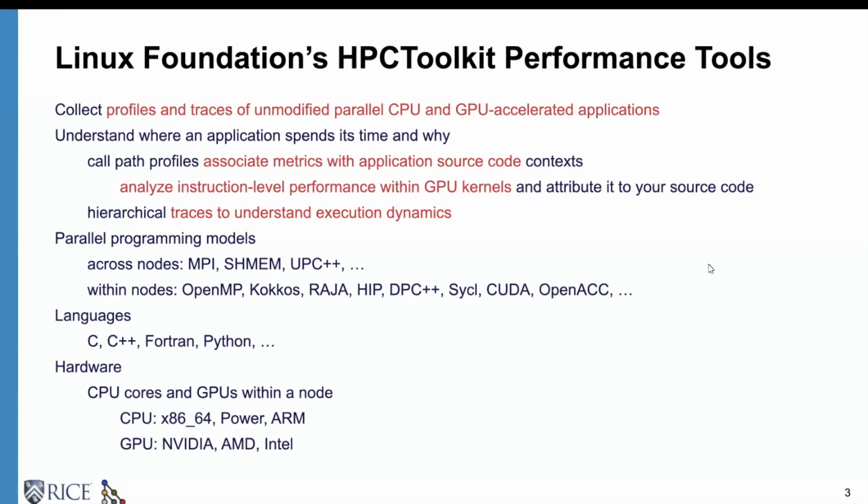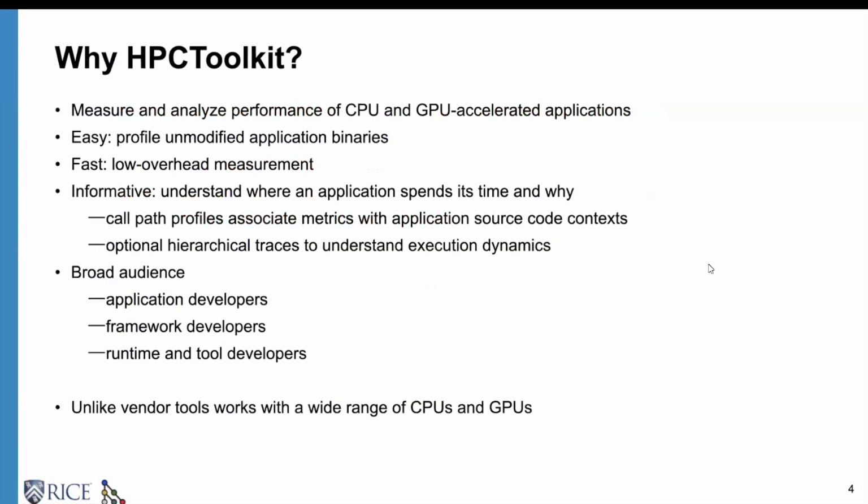In terms of the hardware it supports, we support x86, Power and ARM CPUs, and NVIDIA, AMD, and Intel GPUs. So why would you use HPCToolkit? Well, you want to measure and analyze the performance of GPU-accelerated applications, and it's easy to profile unmodified application binaries. You can build your software the way that you're familiar with. HPCToolkit generally has low-overhead measurement. It's informative. It can tell you where your application spends its time and why.